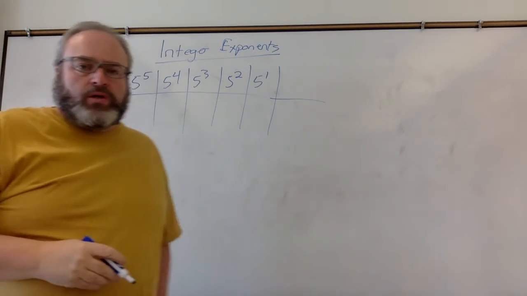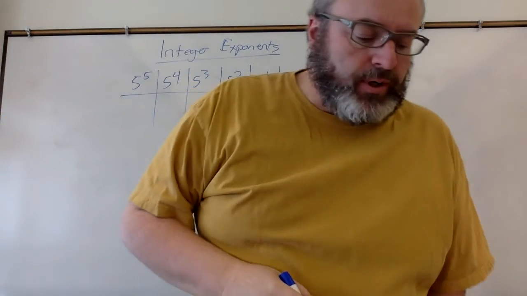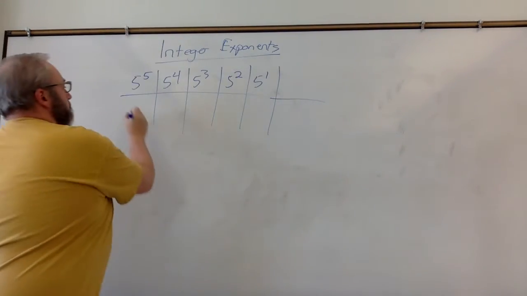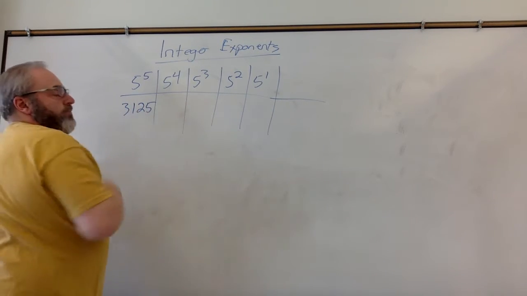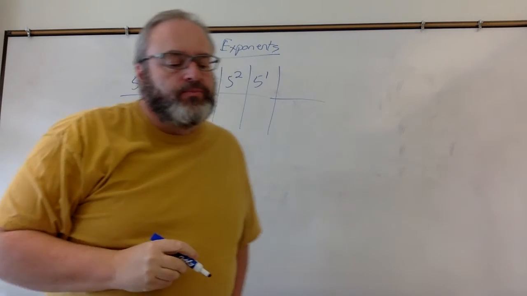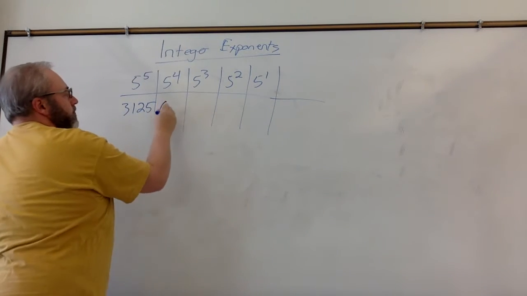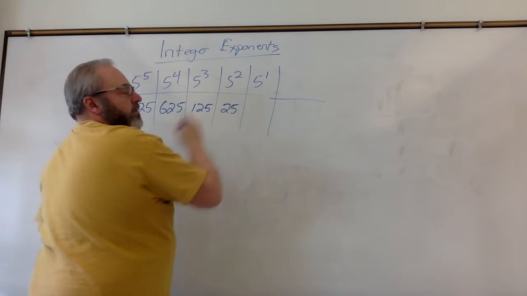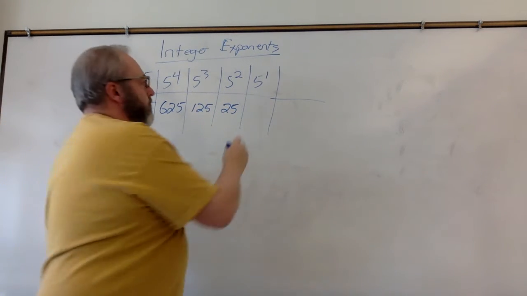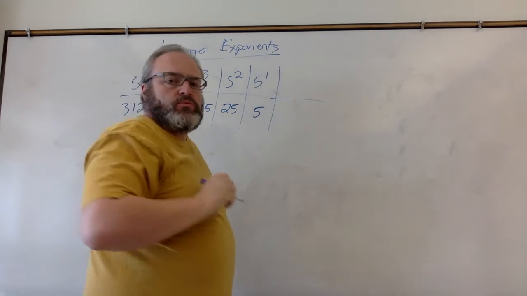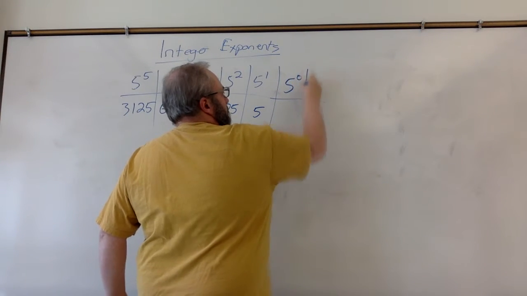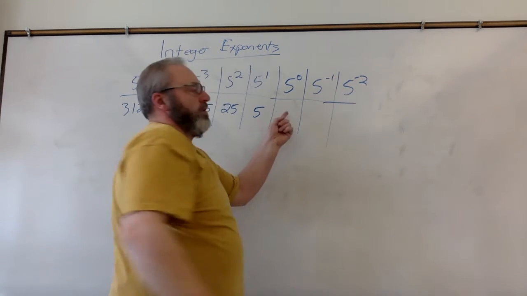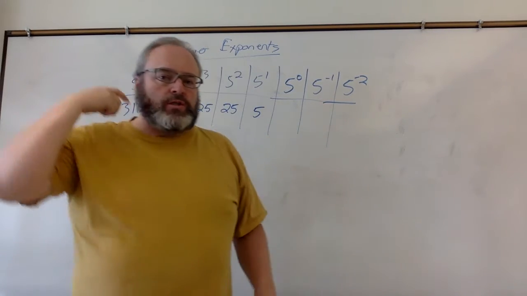Okay, so if you had 5 to the 5th power, of course that means 5 times 5 times 5 times 5 times 5, which is 3,125. 5 to the 4th power is 625. 5 to the 3rd power, 125. 5 squared, 25. 5 to the 1st power, 5. Now, what we're going to do is figure out what 5 to the 0 power means, and then what these negative exponents mean.